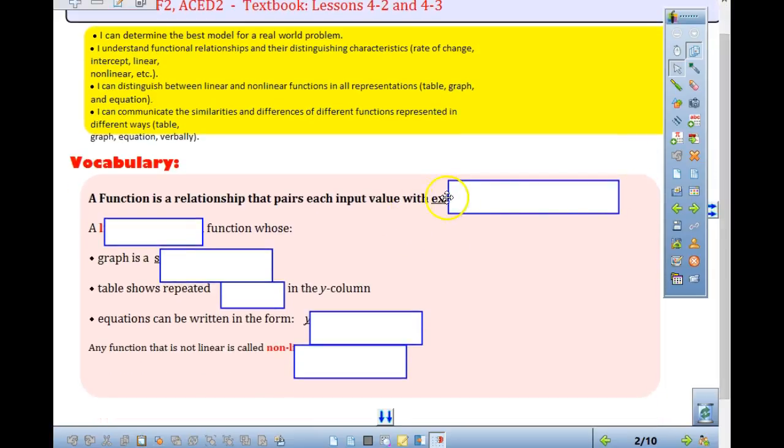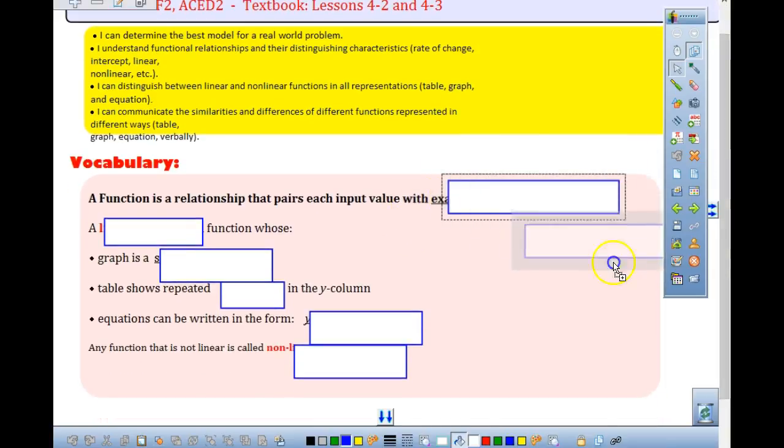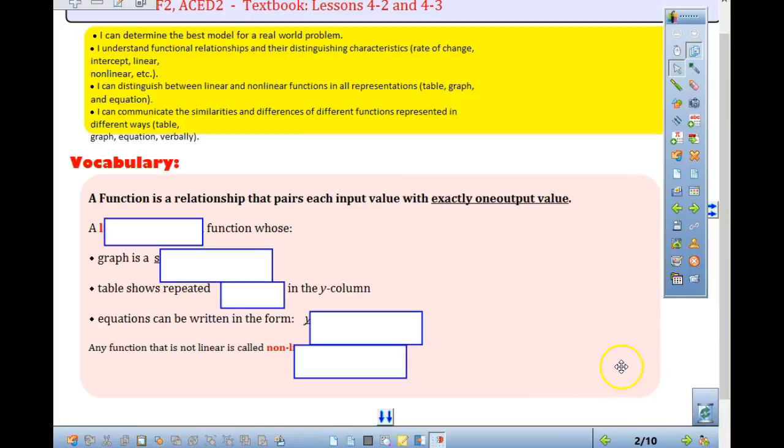So, a function is a relationship that pairs the input with exactly one output, right? That's a function. Function, each input, one output. Then we're going to get more specific. So, if we are looking at that, we are going to be talking about a linear function.